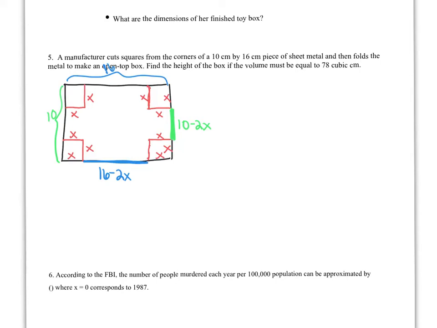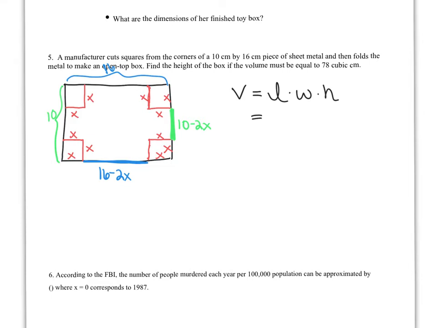All right, so question 5 on the review, it says a manufacturer cuts squares from the corners of a 10 by 16 centimeter piece of sheet metal and then folds the metal to make an open top box. Find the height of the box if the volume must equal 78 cubic centimeters. So what we do is we know that volume equals length times width times height.